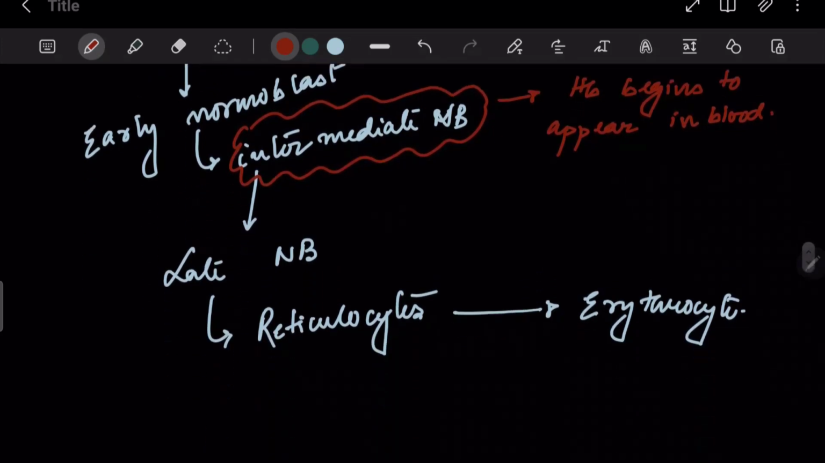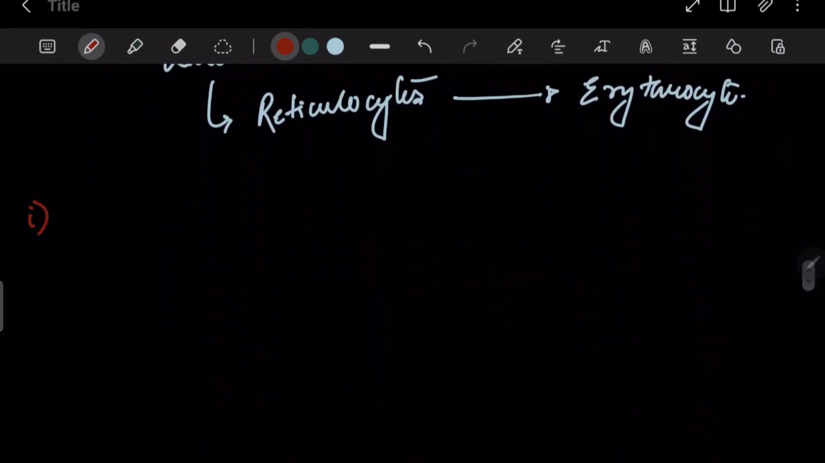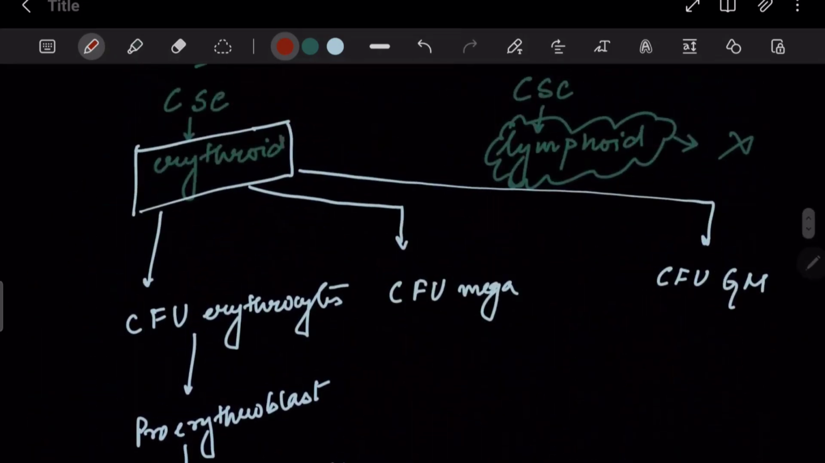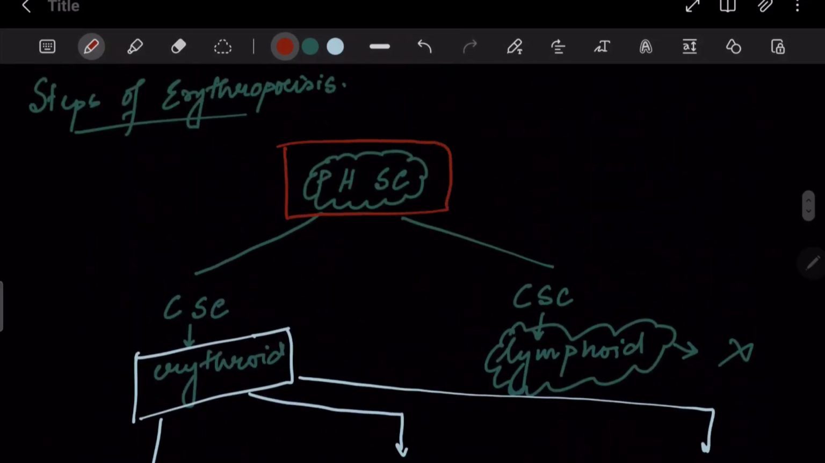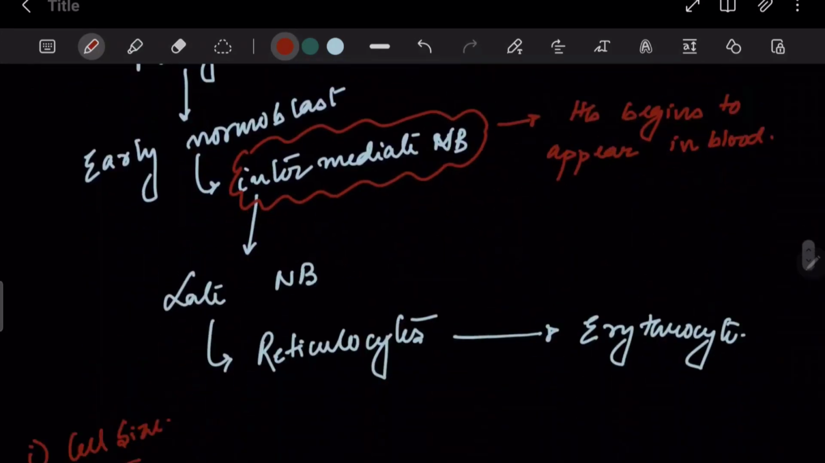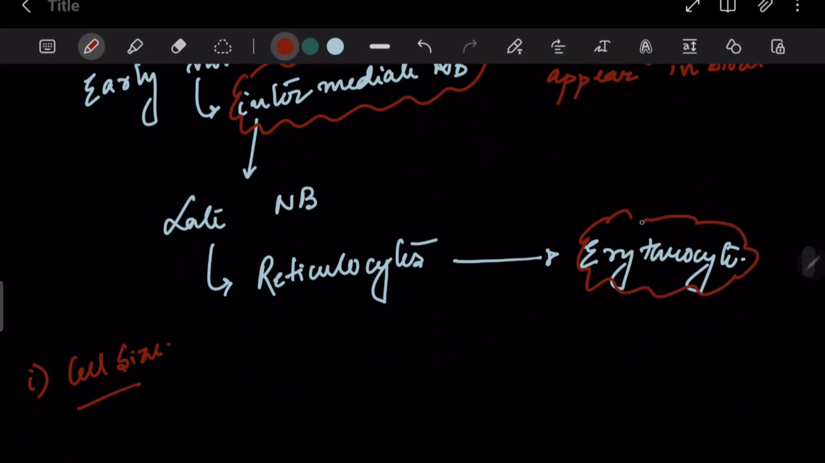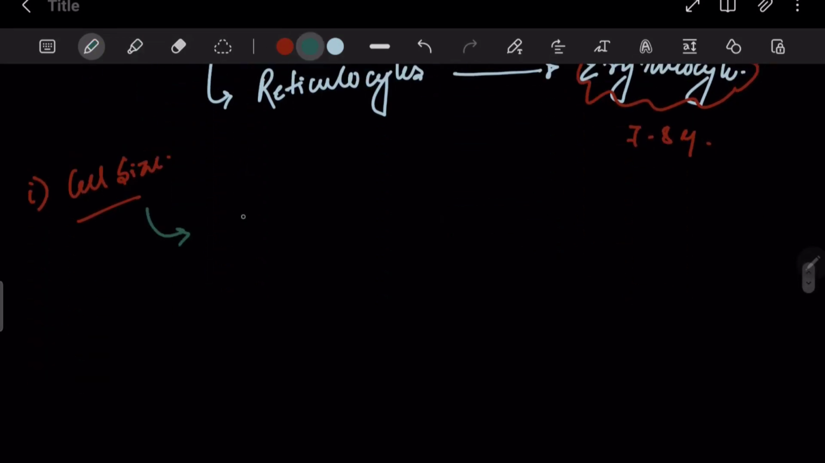The first characteristic that we need to know is the cell size. If we talk about the very first stage, that is the PHSC, it has a diameter of around 24 microns, whereas a mature erythrocyte has a diameter of around 7 to 8 microns. So what can be seen is that cell size goes on decreasing while moving from the most immature cell to the most mature cell. And there's a specific reason for that.